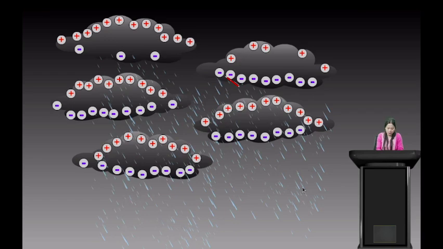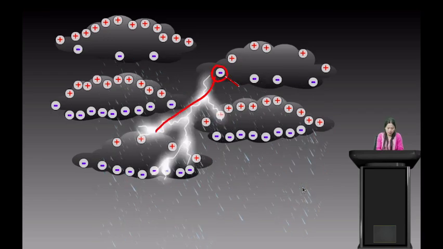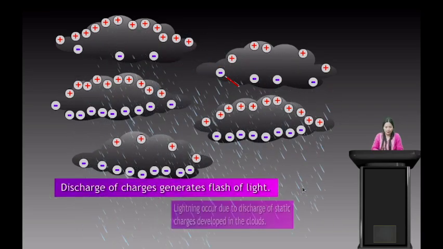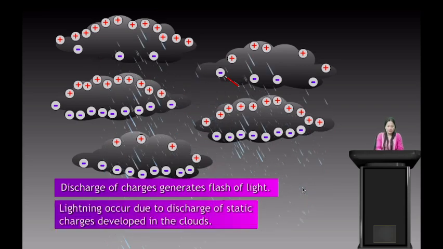If you can observe, we see that negative charge is discharged, and some positive charge is discharged. Discharge of charges generates a flash of light. So lightning occurs due to discharge of static charges developed in the clouds. There is mutual attraction between the different types of charges.